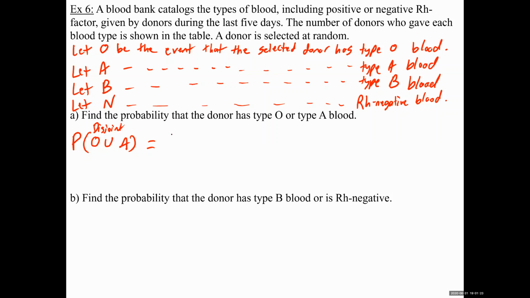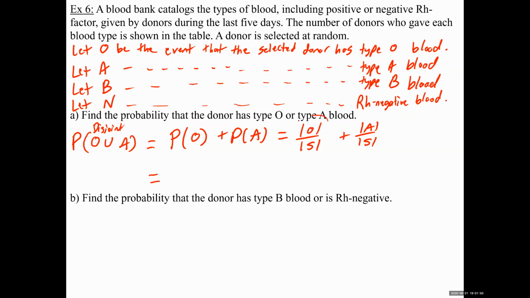Because they're disjoint, use the shorter OR formula, which is the probability of the first plus the probability of the second. Now, I'm going to use the absolute value formula for that. It's going to be absolute value of O over absolute value of S plus, that's this plus here, the absolute value formula for that is going to be absolute value of A over absolute value of S.